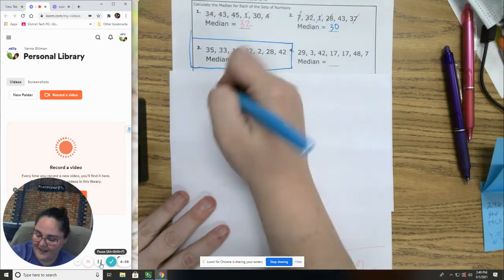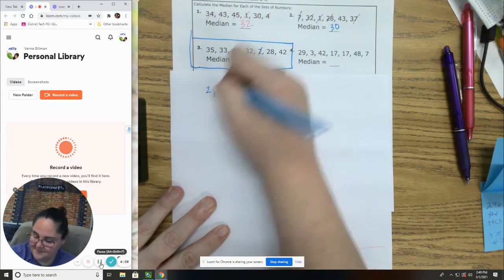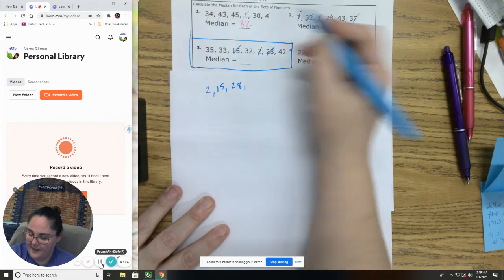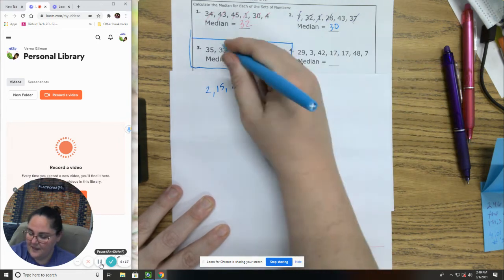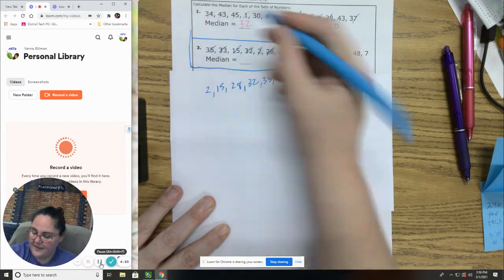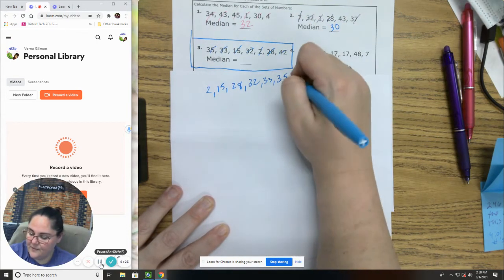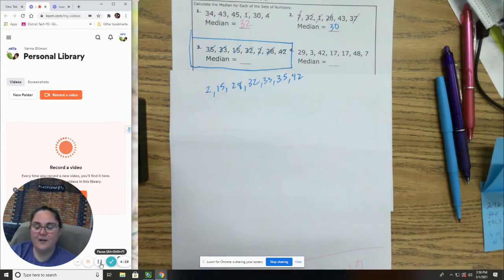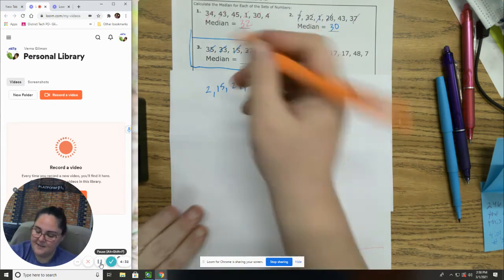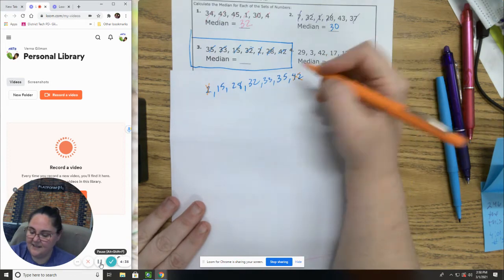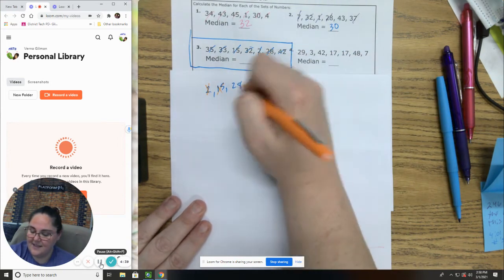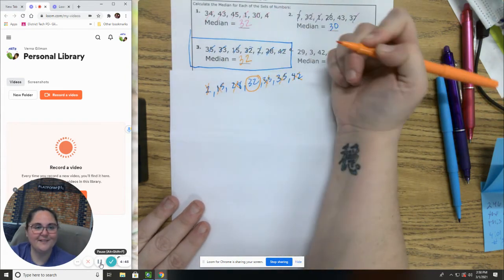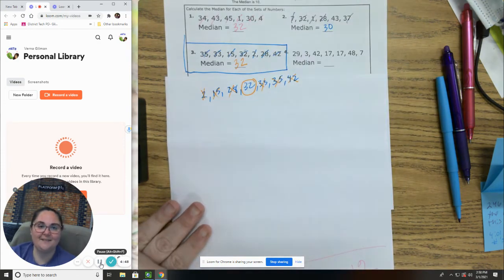All right, here we go. You should have had 2, 15, 28, 32, 33, 35, and 42. That is my data in my data set. Now we know that we literally mark off one number from each side at a time, right? So right side, left side, right side, left side, right side, left side. My number directly in the middle is 32. That should have been your median.